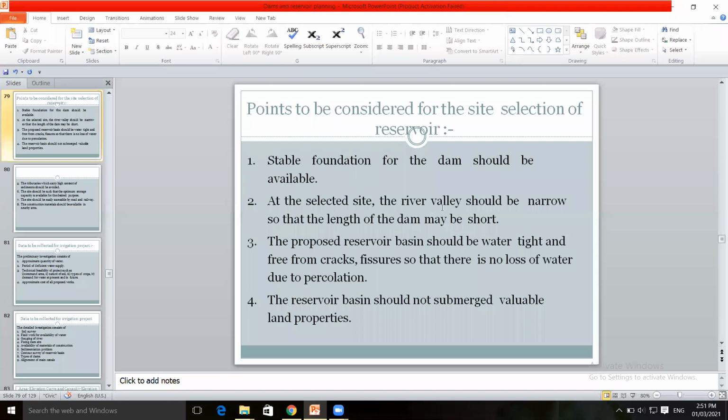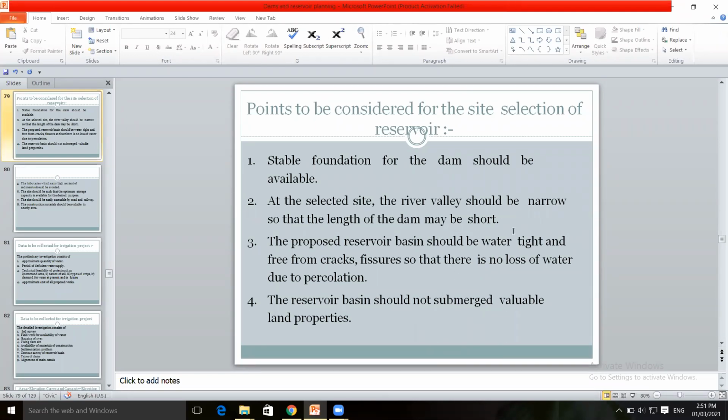At the selected site, the river valley should be narrow so that the length of the dam may be short. Narrow valley should be selected so that length of the dam may be minimized. If the river valley is broad, the length of the dam may increase. Then what will happen? Cost of the dam construction will increase. Material required for dam construction will increase.